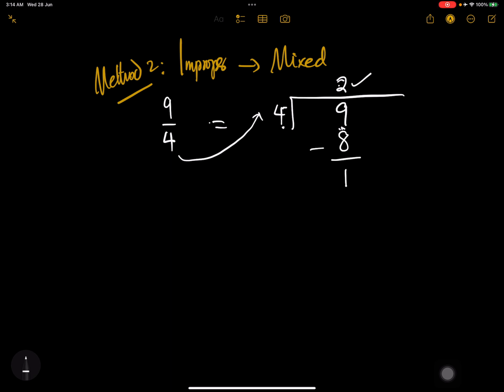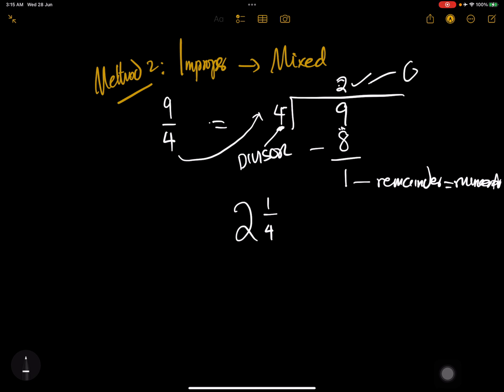So this is the whole number, which is 2, and then this is the remainder. The remainder becomes the numerator, and this one here is the denominator. We normally call this the divisor. That's the divisor, and we call this one the quotient, and we call this one the dividend.